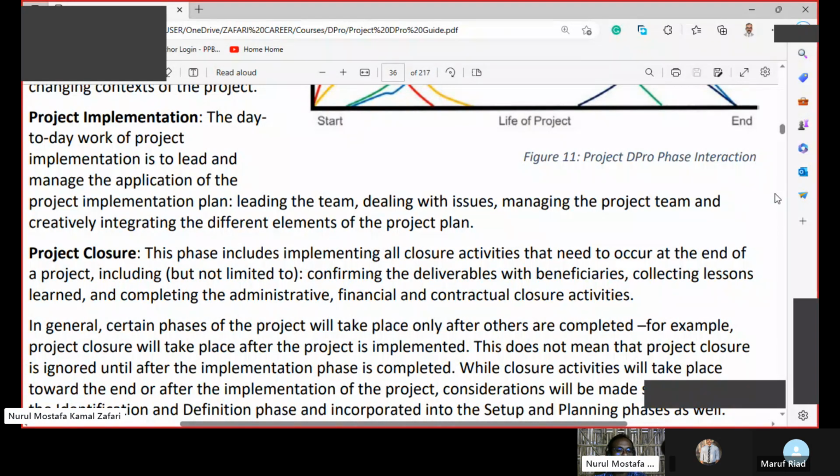Project implementation. The day-to-day work of project implementation is to lead and manage the application of the project implementation plan. Leading the team, dealing with issues, managing the project team, and creatively integrating the different elements of the project plan. I'll stop for a while, then I'll read project closure.